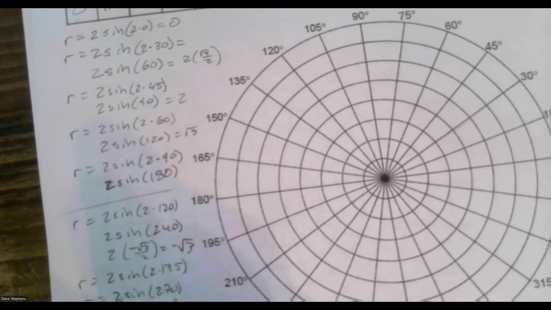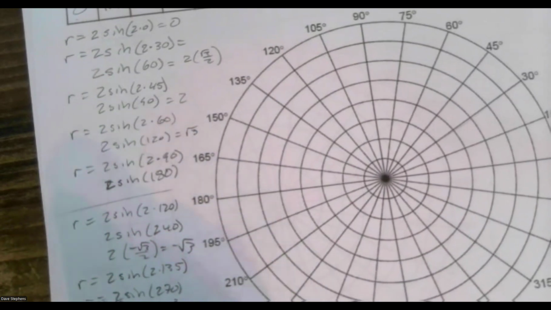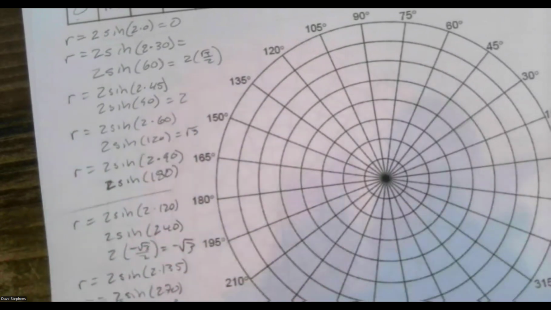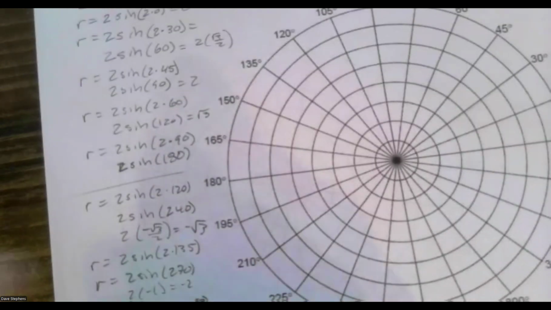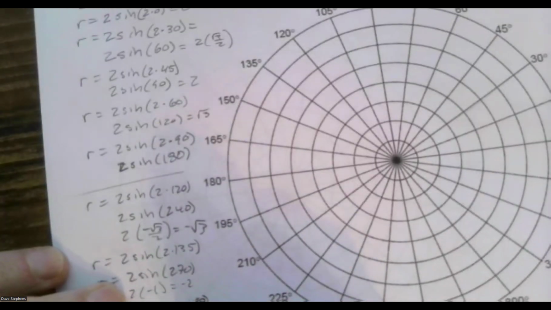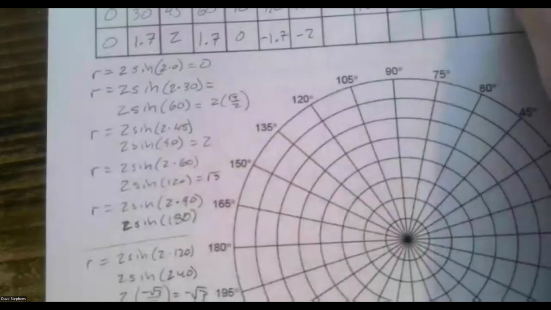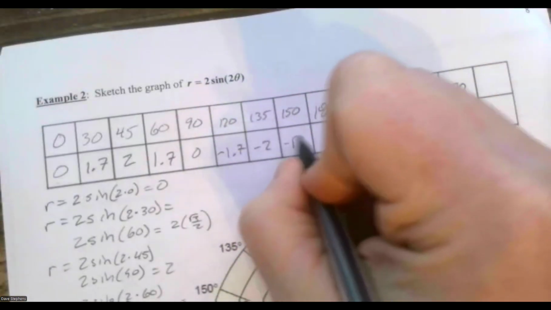So 2 times the sine of 300 would be 2 times the negative root 3 over 2 again, right? Which is a negative root 3. Negative root 3.